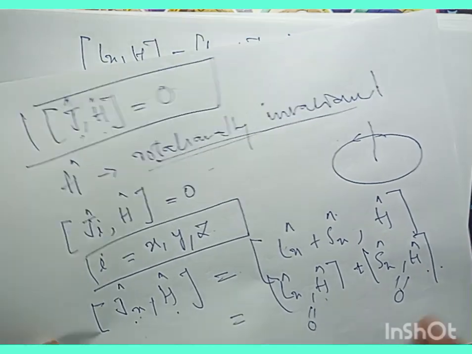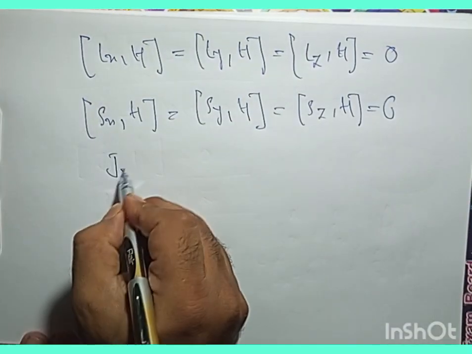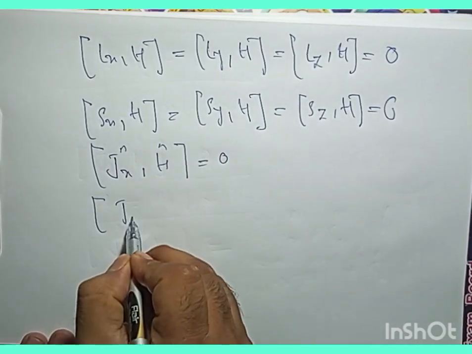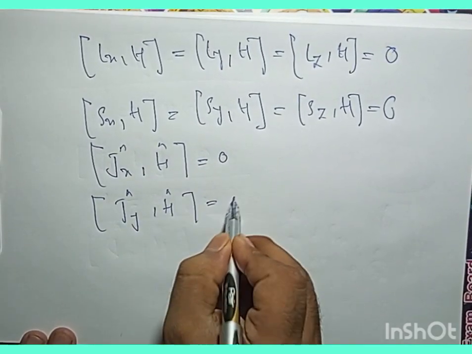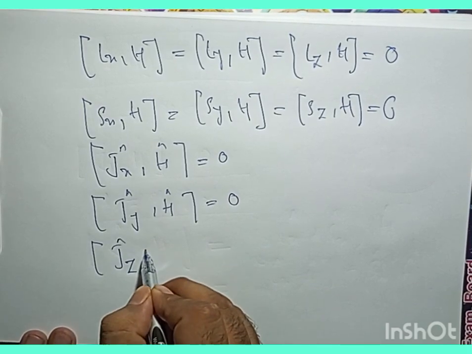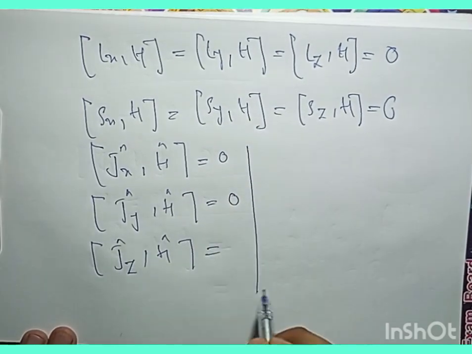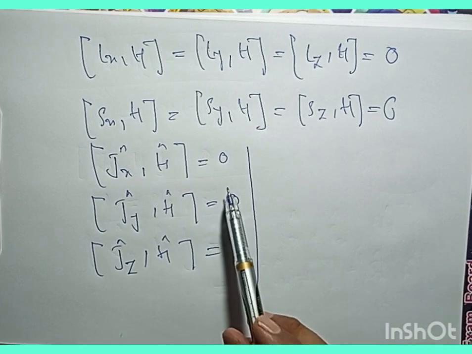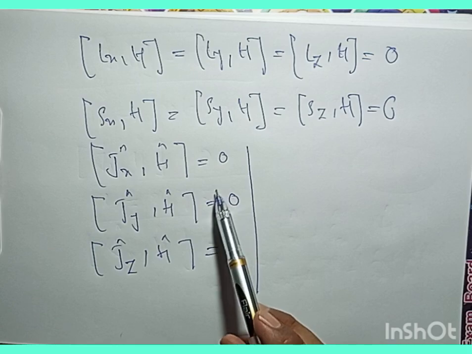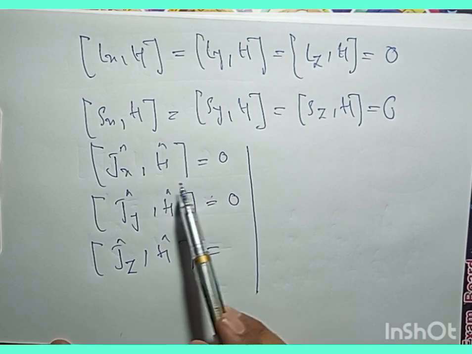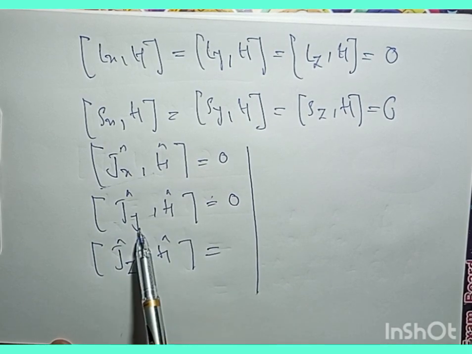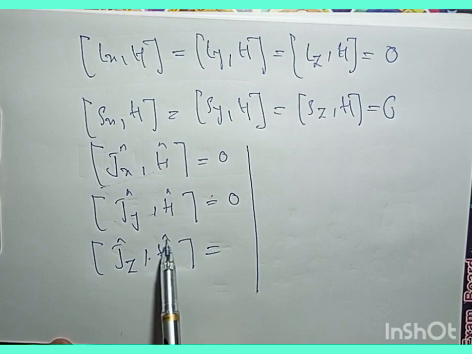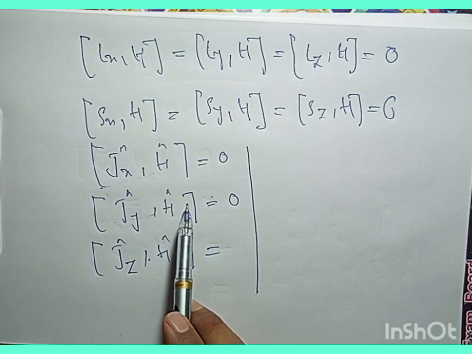So we will have Jx cap and H cap. This is going to give us 0. Then Jy cap and H will give us 0, and Jz cap and H will give us 0. Right? And what does that mean now? Therefore, we can say this is the combination of the commutation relations between the total angular momentum components Jx, Jy, and Jz.